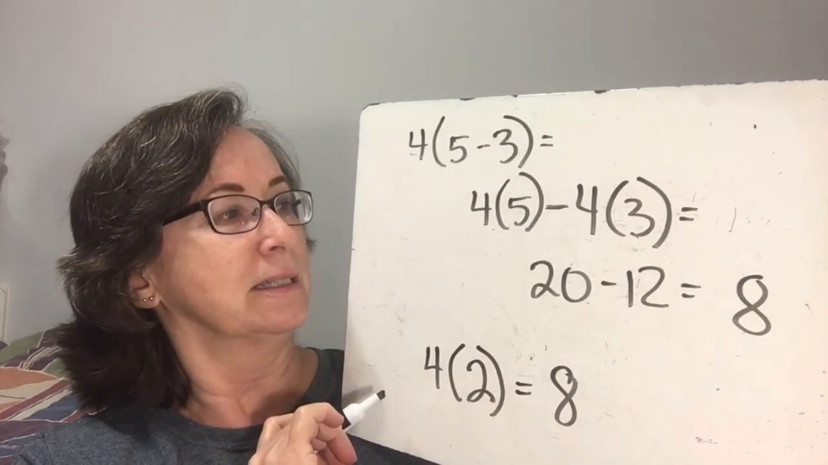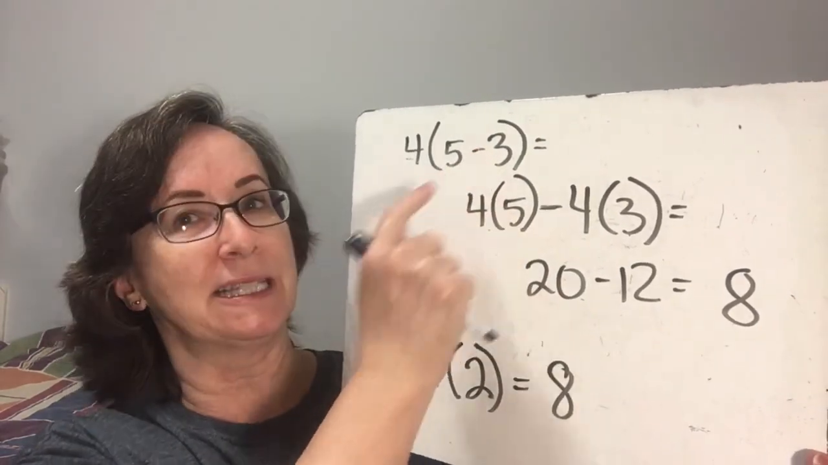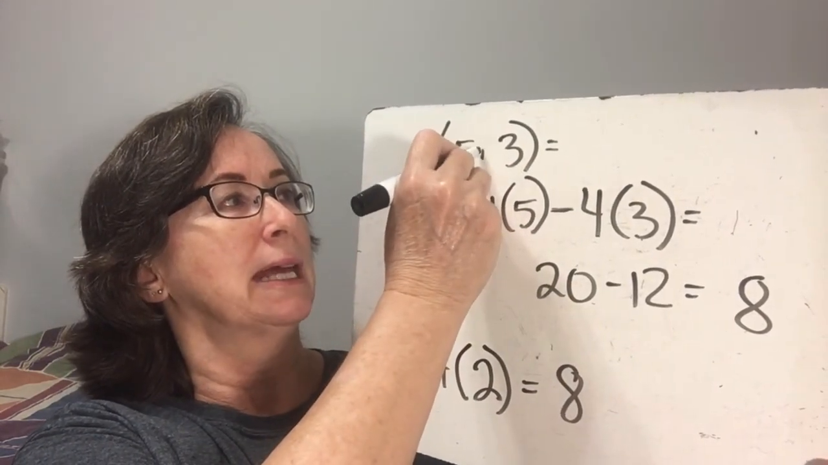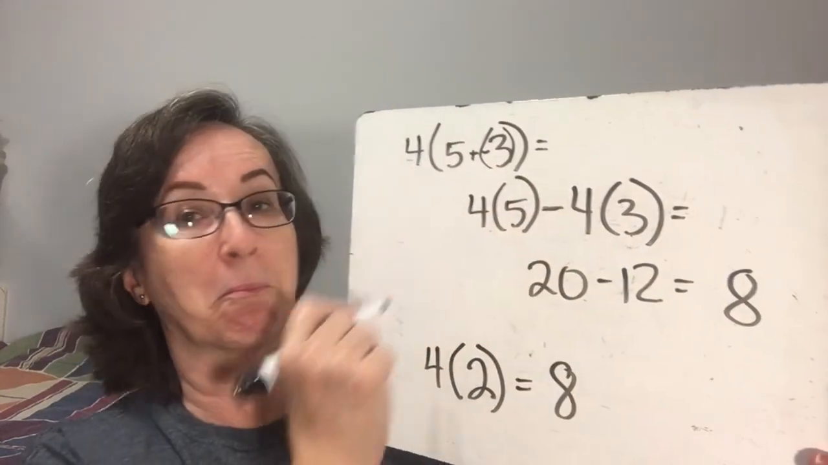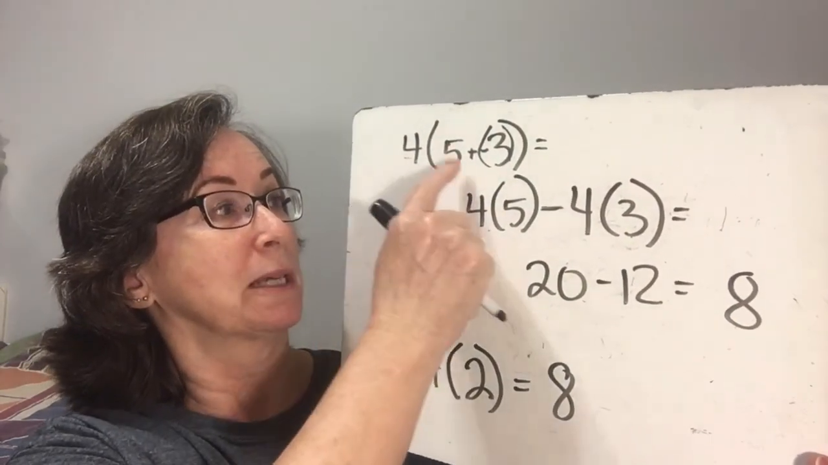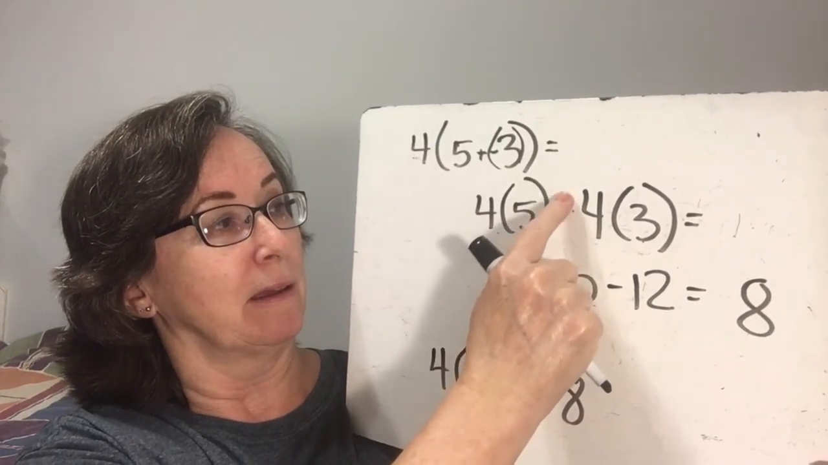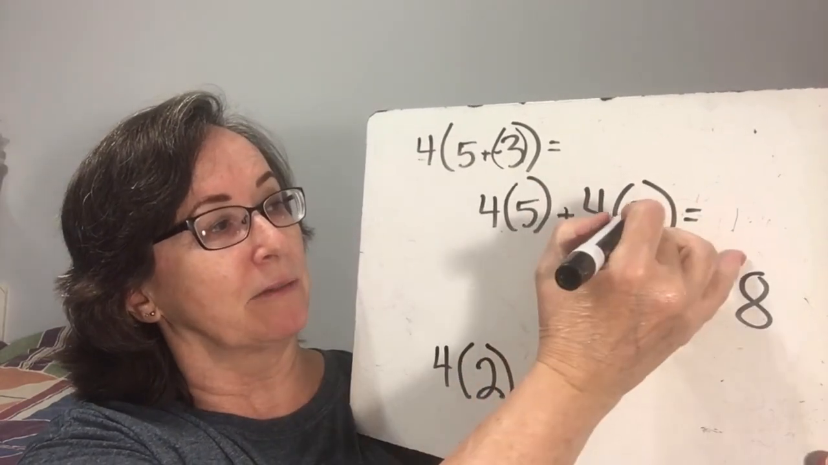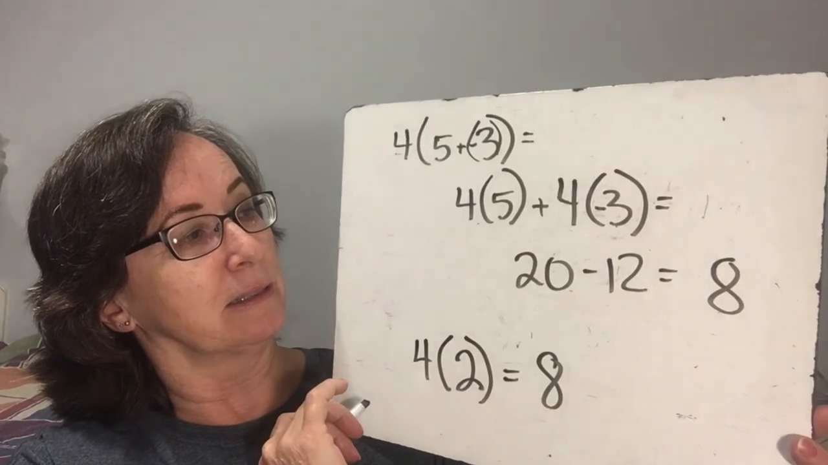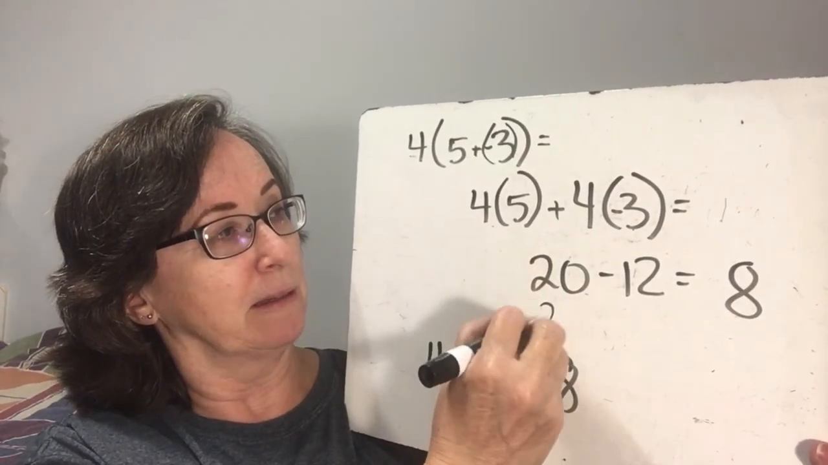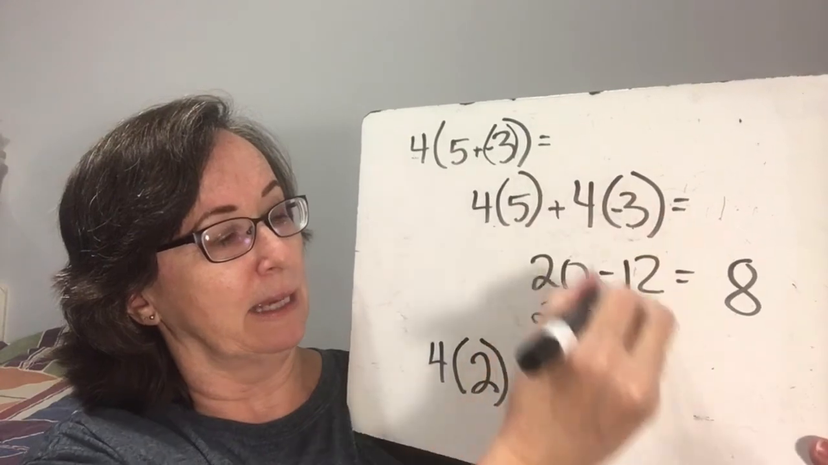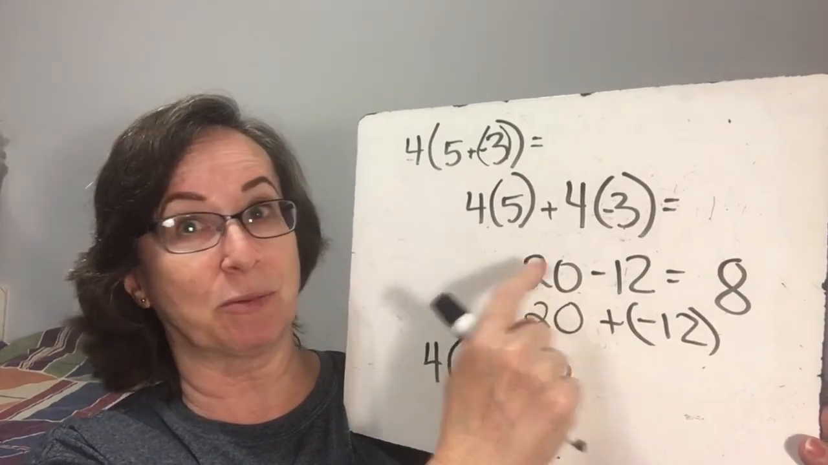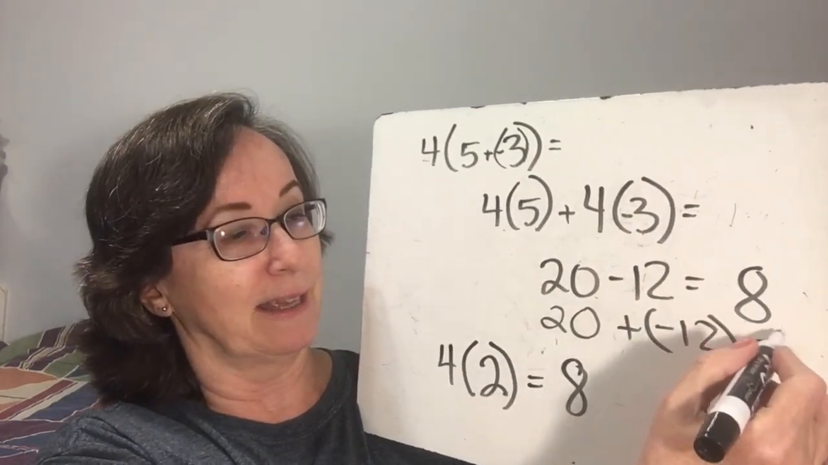Now, don't get confused. What would happen if instead of a minus 3, I put plus a negative 3? And then I said 4 times 5 is 20 plus 4 times negative 3. So now the negative is going to go right there. And I'd have 20 plus a negative 12. And isn't 20 plus the negative 12 the same as 20 minus 12, which is 8?